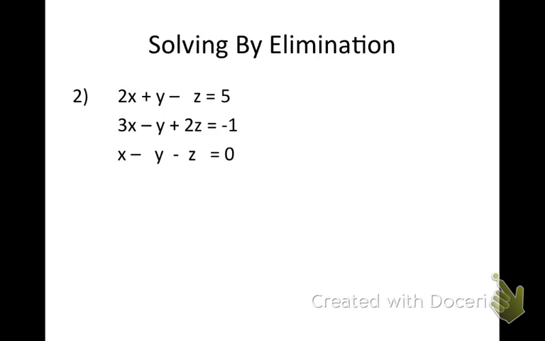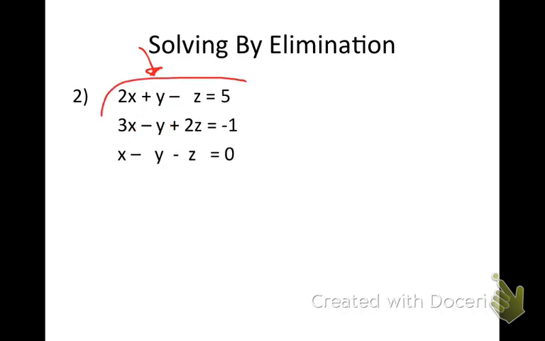So here's number 2. 2x plus y minus z equals 5. 3x minus y plus 2z equals negative 1. And x minus y minus z equals 0. As I look at them here, which variable would you say is set up to eliminate? I would look to eliminate the y's. Does everybody see my y's are set up to eliminate? You can do z's. You'd have to multiply by something though. I look to eliminate y's here.